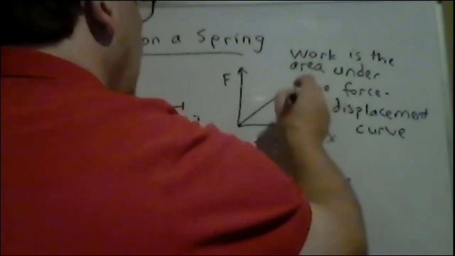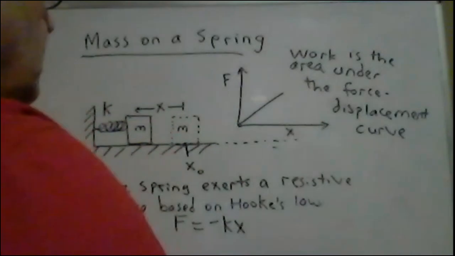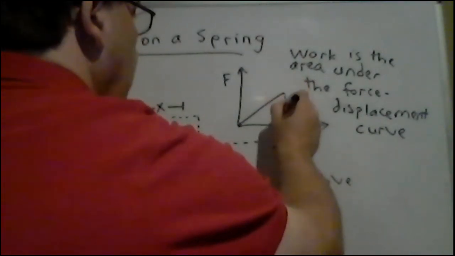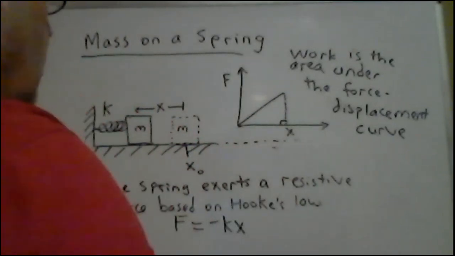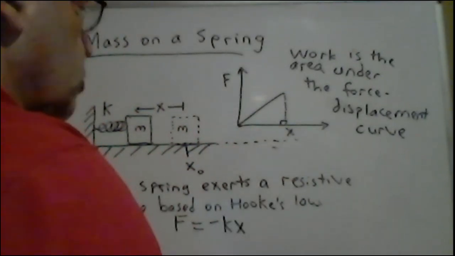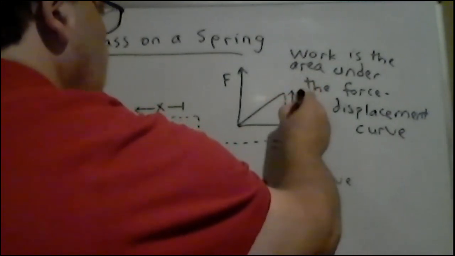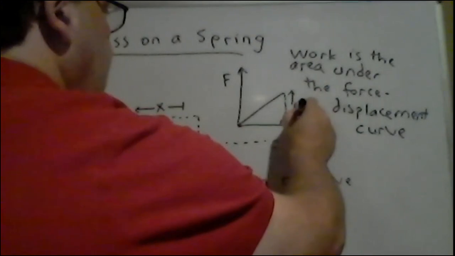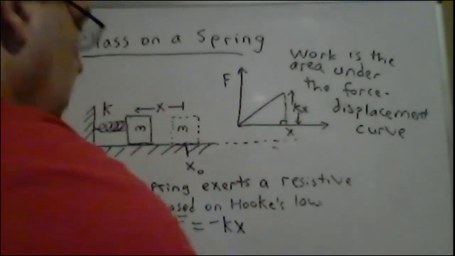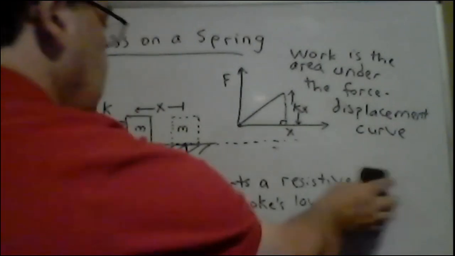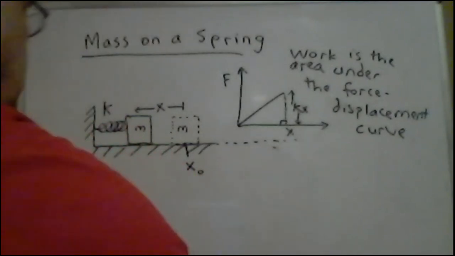And so at some x, say this is my displacement x, what I have is a right triangle. I want to find the area under that curve. Well, it's a triangle, isn't it? The height of this triangle at any given x is kx. So the work is the area of the triangle, which is 1/2 base times height. So again, I don't need integral calculus. I have a nice simple figure.